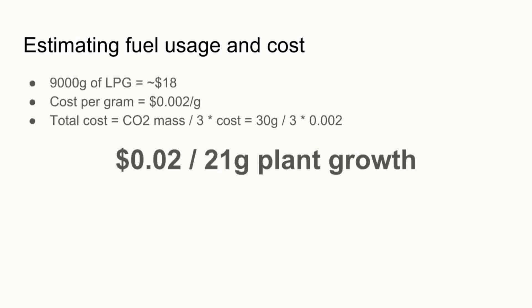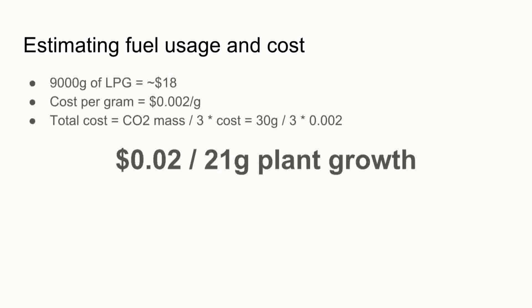And then we can obviously calculate, we know how much fuel we're burning. We can calculate how much that costs us per burn, or in this case, we've broken it down to the cost per gram. How much does it cost in terms of burning propane to grow this certain mass of plants? And it comes out to about 2 cents for 21 grams. Every 2 cents you burn may produce about 21 grams of new plant growth.